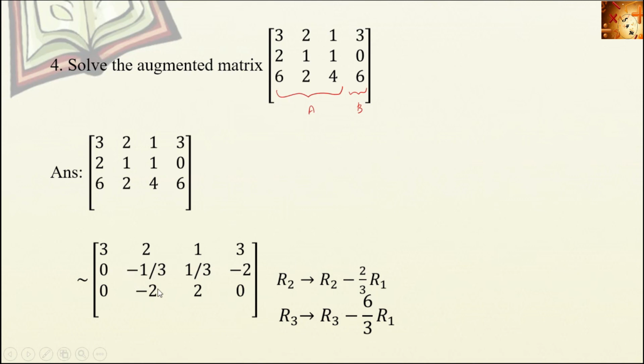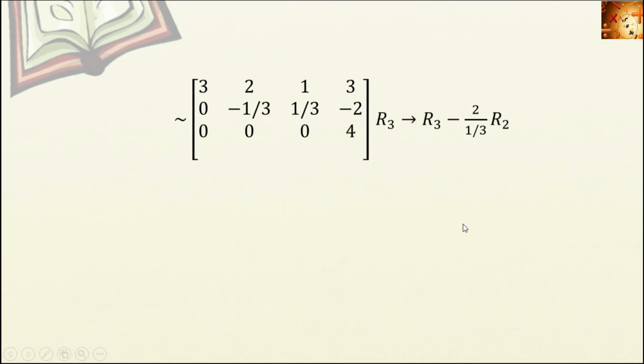Then next we want to make this minus 2 as 0. For that, the transformation is R3 changes to R3 minus 2 divided by 1 by 3 R2, which means R3 just changes with respect to R2. So R3 changes to R3 minus the element in the third row by the element from the second row, into R2. Then we can easily make this as 0. So this is an upper triangular form.